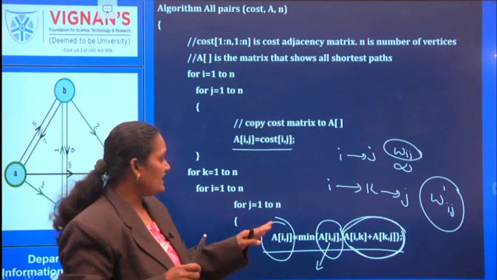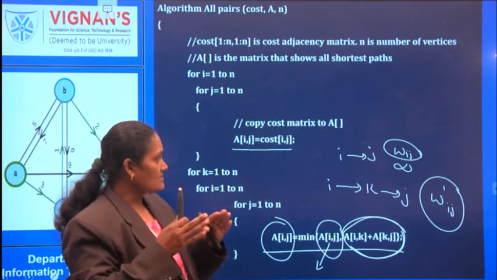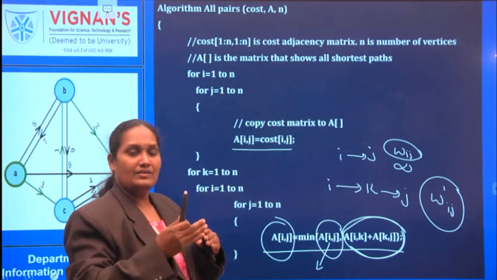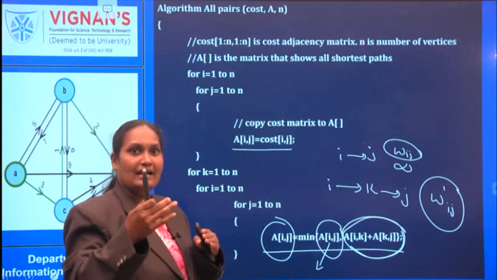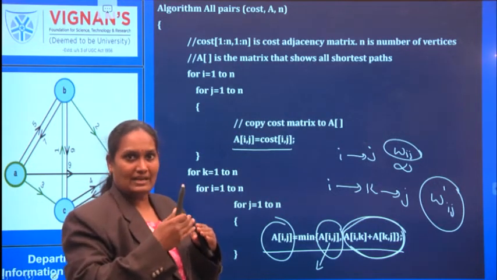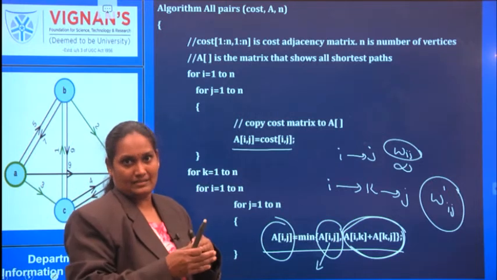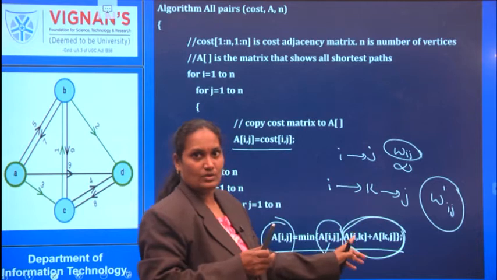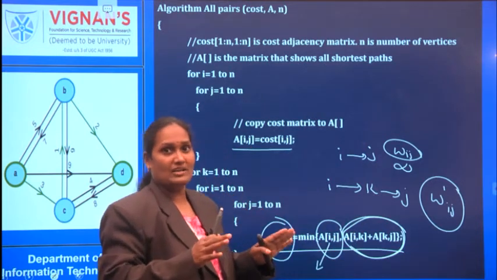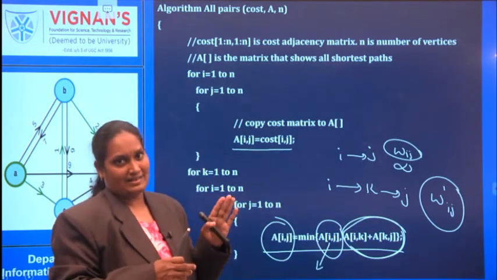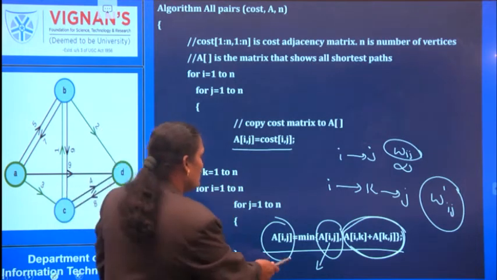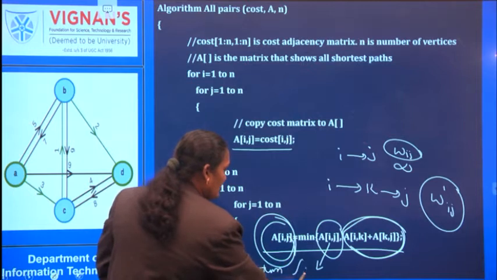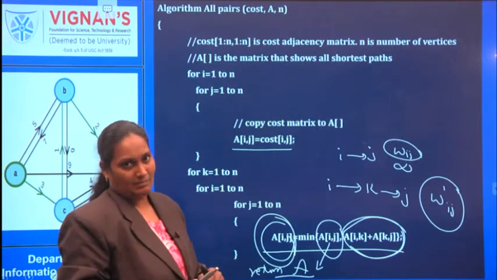That is, we are finding whether the cost is minimum if we travel directly from i to j, or if we travel i to k and k to j, that is, traveling from i to j via vertex k. Whether this is minimum or that is minimum, we are going to find. With the minimum value, we are going to update the matrix. Finally, we are returning A, which is nothing but the shortest path matrix.